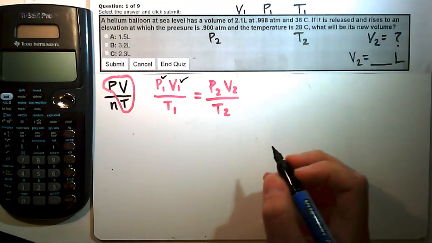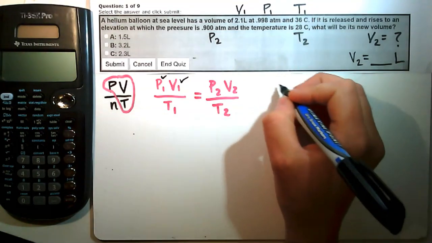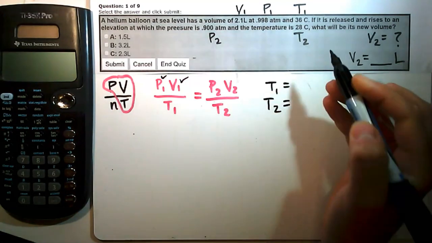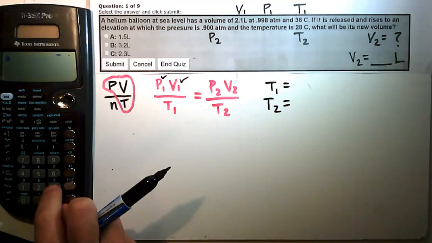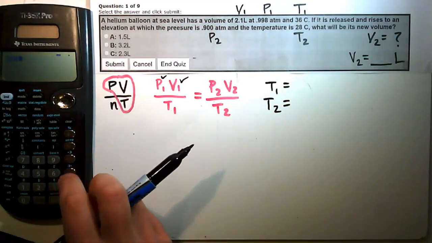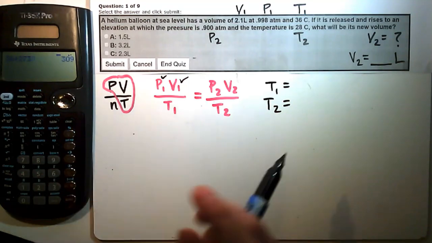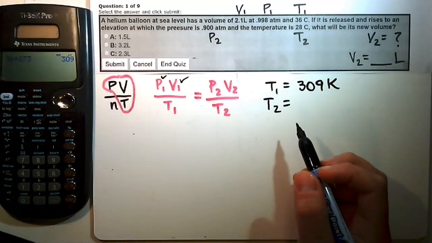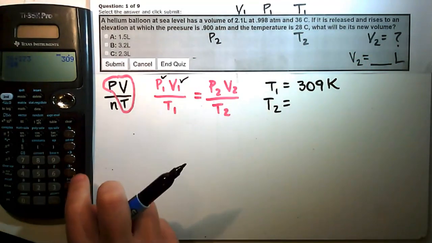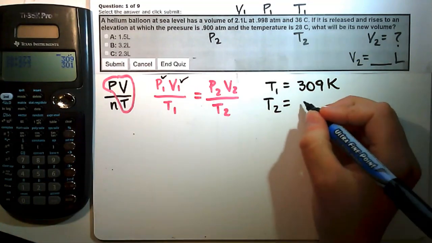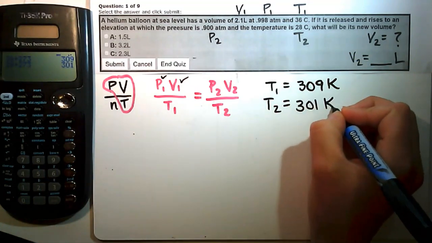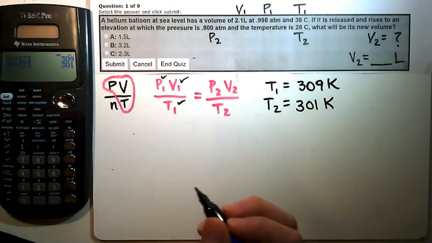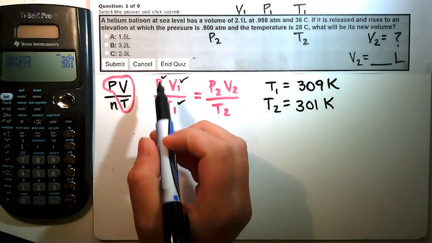Okay, and then our temperature, our T1 is 36 degrees Celsius and our T2 is 28 degrees Celsius. But we know that to use a gas law, we need our temperature in Kelvin. So T1 and T2, I'm going to go ahead and convert those to Kelvin. So 36 plus 273 gives me 309 Kelvin for T1. Okay, and then 28 plus 273 gives me 301 Kelvin for T2. So now we have our temperature in Kelvin, which is what we need.